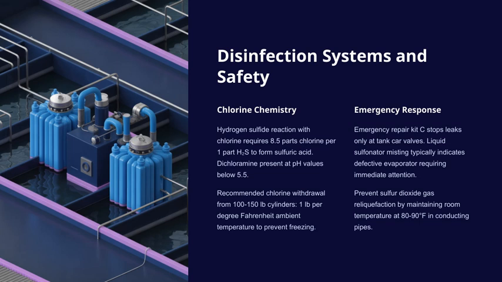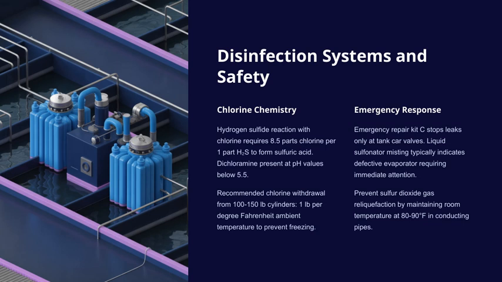If you observe liquid sulfonate or misting, that's usually a sign of a defective evaporator, and it requires immediate attention to prevent further issues. Lastly, to prevent the reliquefaction of sulfur dioxide gas, maintaining the room temperature between 80 and 90 degrees Fahrenheit in the piping area is essential. Keeping the temperature within this range helps avoid the formation of unwanted gas releases, ensuring safety and system integrity. All these points tie back to our overall goal of maintaining safe, effective disinfection processes while managing the chemistry and safety risks involved.